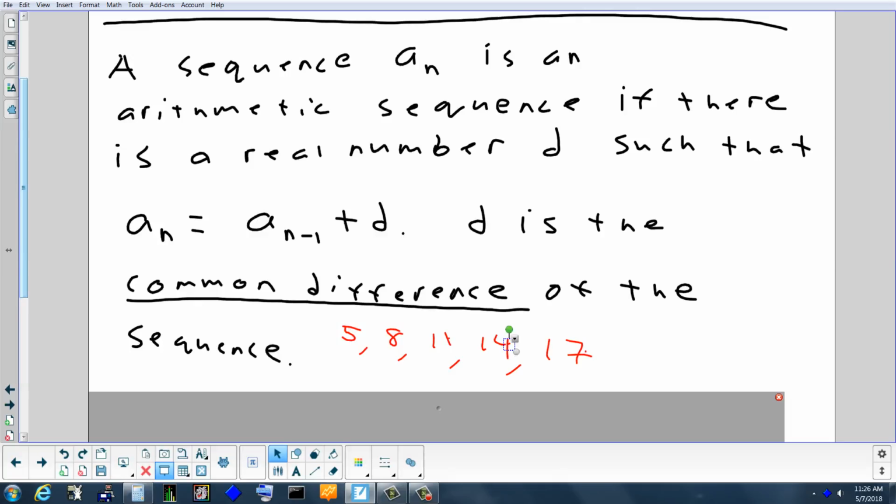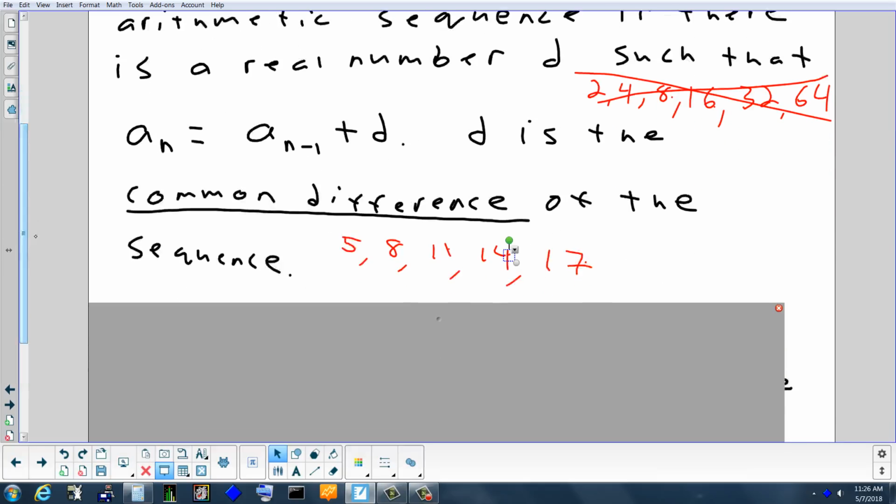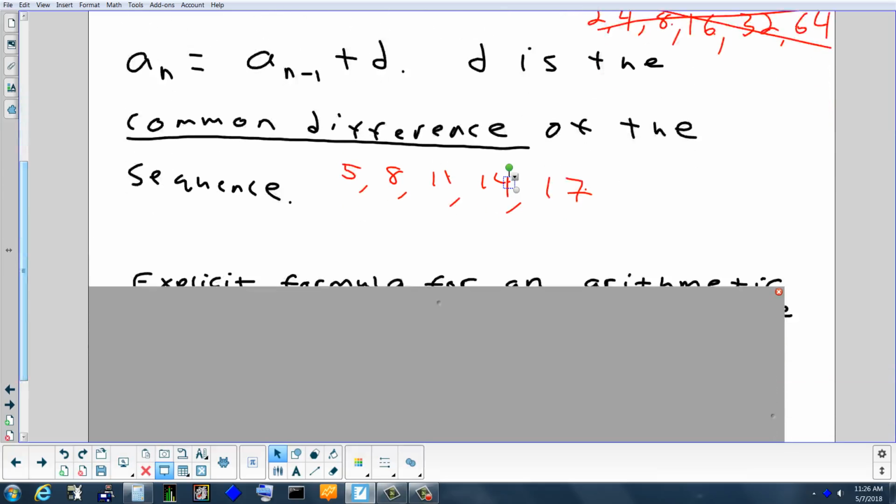Now, if I had a sequence like this, hopefully you can see a pattern to it. That's not an arithmetic sequence. 32 minus 16 is not the same as 16 minus 8. Which is not the same as 8 minus 4. That's the kind of sequence we're going to look at next. Okay, so any questions on that? Arithmetic sequence has a common difference.